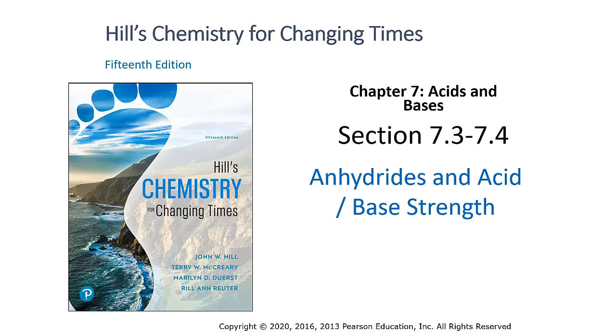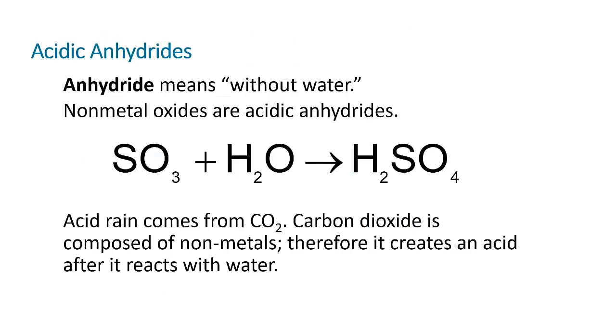Chapter 7.3 and 7.4 really talk about two things: anhydrides and acid and base strength. So begin with anhydride. Anhydride literally means without water. So that means if you have a metal oxide or a non-metal oxide, what happens when we react them with water? Do they become an acid or do they become a base?